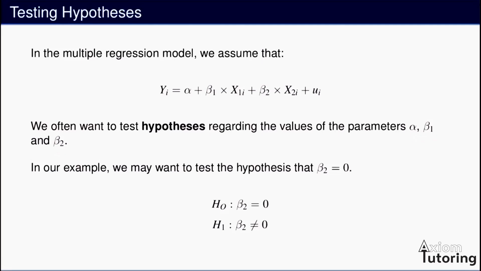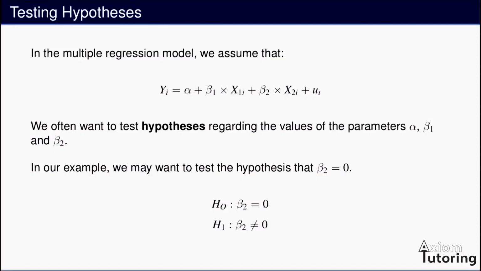And very often, actually, we'll be trying to see if the coefficient beta 1 or beta 2 is equal to 0 or not, because that will be an indication of whether x1 has an impact on yi or if x2 has an impact on yi. So we may want to test the hypothesis that beta 2 is equal to 0.